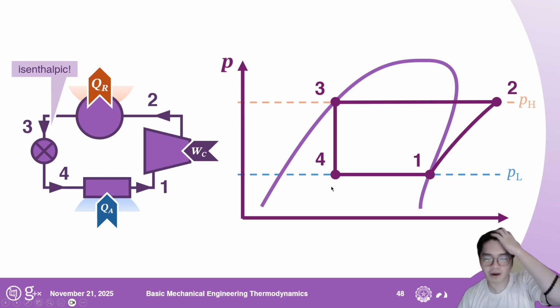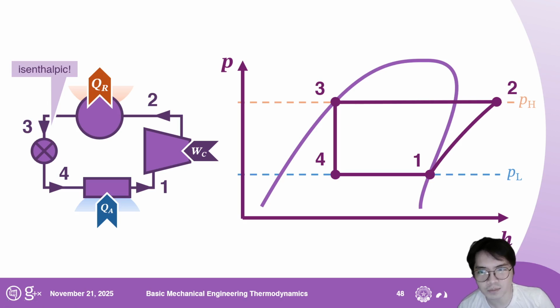Now, the thing about this is that, why did we look at this manifestation of the cycle? Why not just the PV diagram? Why not just the TS diagram? Well, the thing about the PH diagram is that it shows you very quickly the change of the energy of the system. What do you mean?